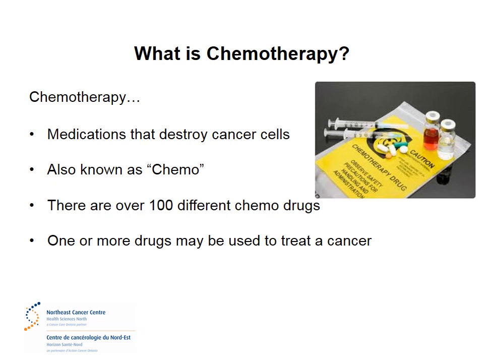Chemotherapy may be used to shrink a tumor before radiation therapy or surgery, destroy any remaining cancer cells after surgery or radiation therapy, make other therapies more effective, or destroy cancer cells that return or spread to other parts of your body.